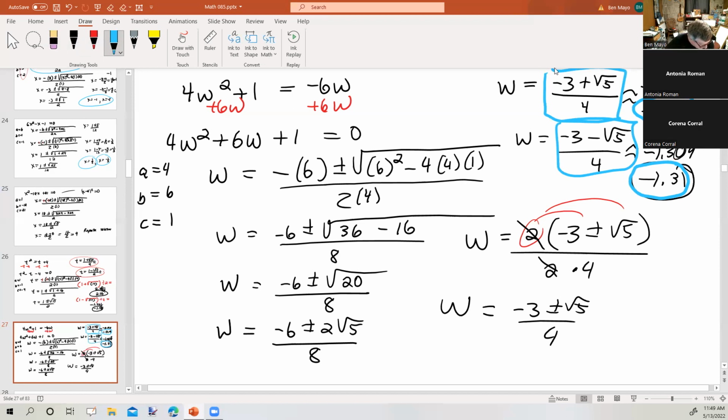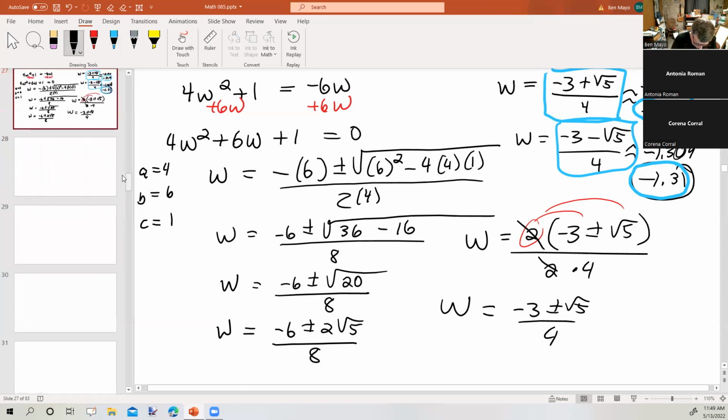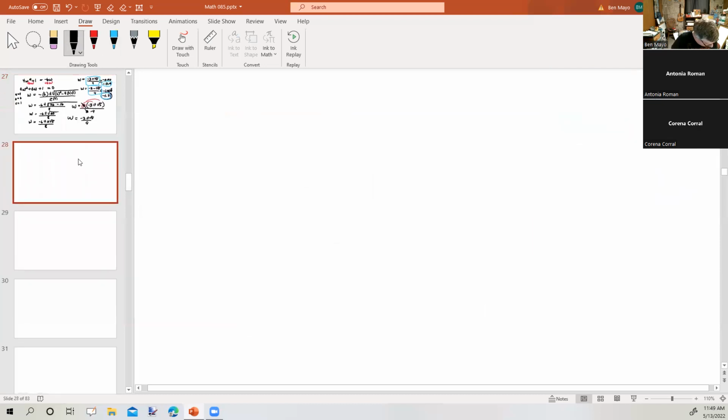Any questions on that example? All right, let's take a look at some things we can do to the second degree or quadratic equation before we put it into the formula. Let's say we've got the following.